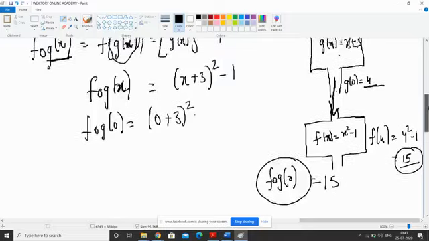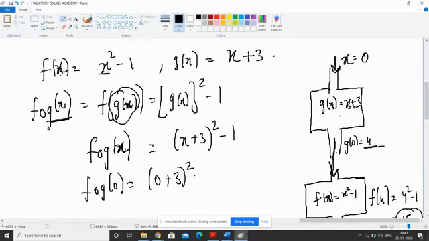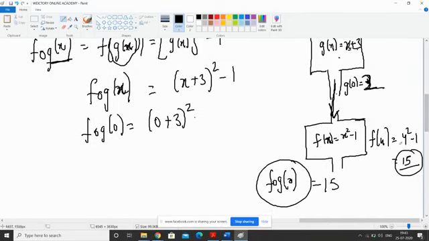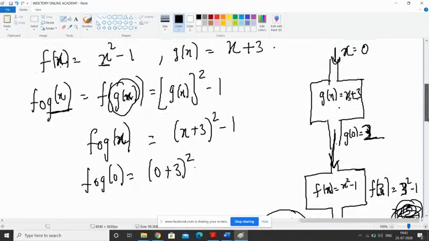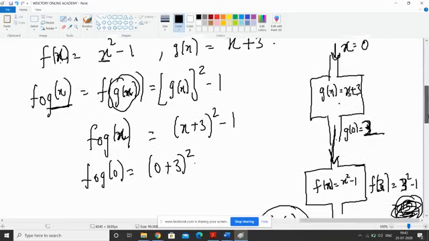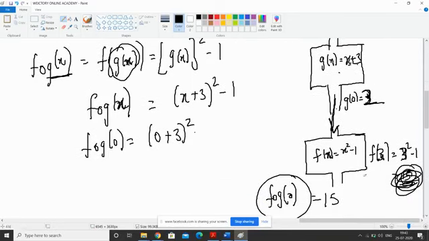One second. Oh, sorry. g(0) will be 3 here. So 3 square. Okay, I made a mistake here. I'm sorry. So when you substitute 0, you will get 3, right? g(0) as 3. And then when you substitute 3 here, you will get 8. So that's the same answer you'll get here in this expression if you substitute 0.